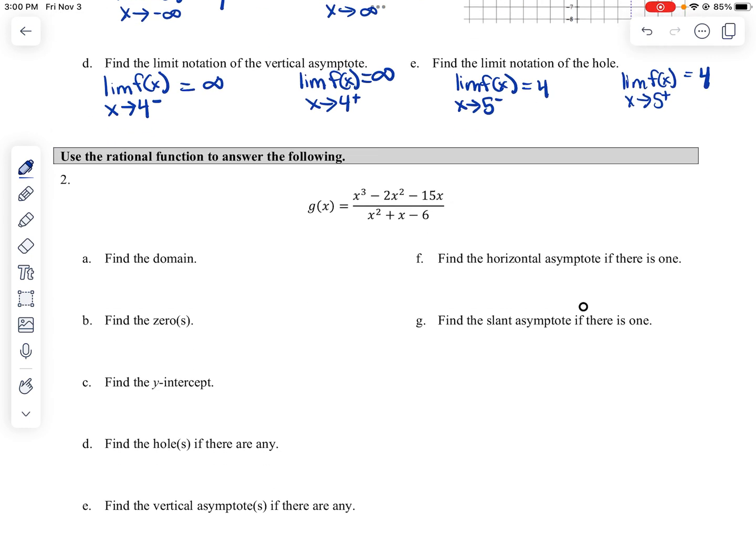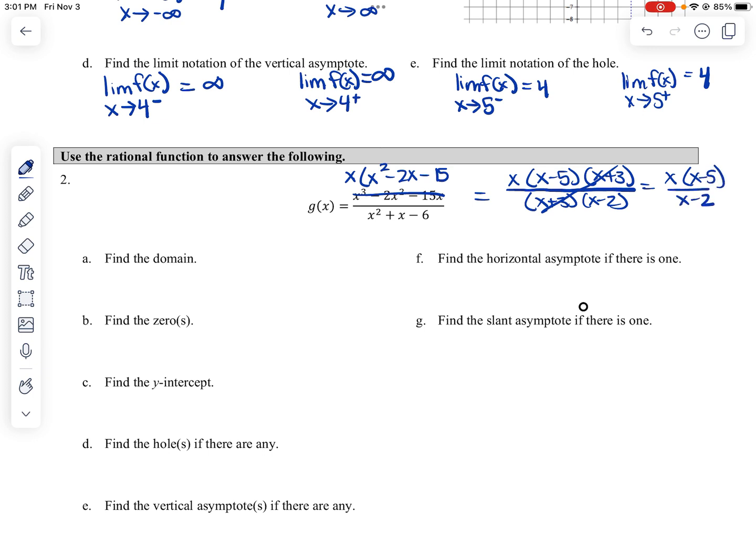Okay, so we have quite a few questions to answer on the next one. So we know we have to factor it. So this one I know I can factor out an x. So x squared minus 2x minus 15. So this would factor into x minus 5, x plus 3. And our denominator would factor into x plus 3 and x minus 2. So I know this simplifies into x minus 5 and x minus 2.